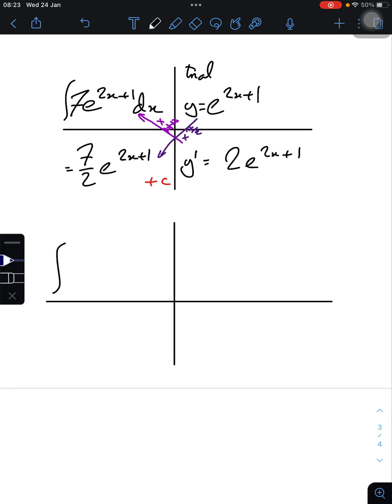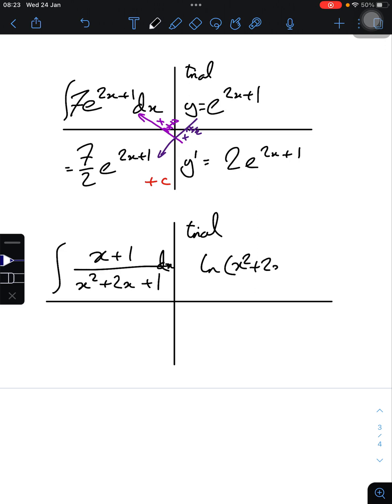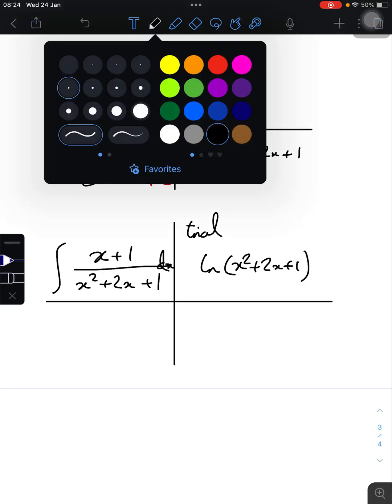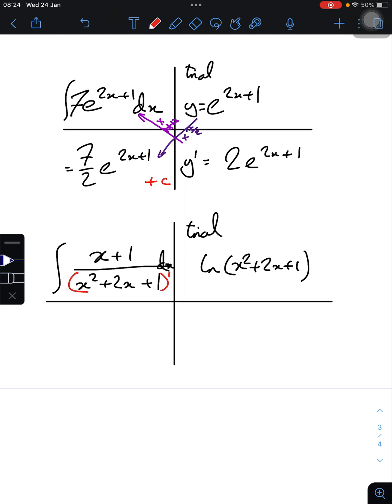So integral of, let's pick something really hard. x plus 1 over x squared plus 2x plus 1 dx. Well, what are we trialing? Ln of x squared plus 2x plus 1. Reason for that being is that this is all technically to the power of 1, or no power at all.